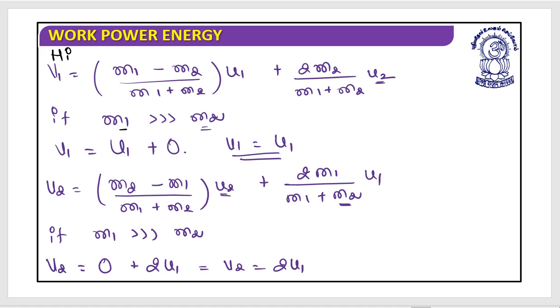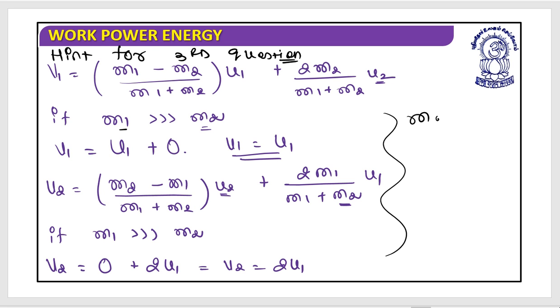So it's a hint for the third question. In that case it was m1 greater than m2. Now in this case m2 would be much greater than m1, and again you are going to derive v1 and v2 and take your decision. This is a try-yourself question, because we have already done one question based on the same concept.